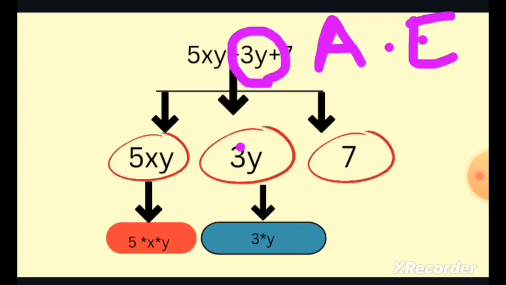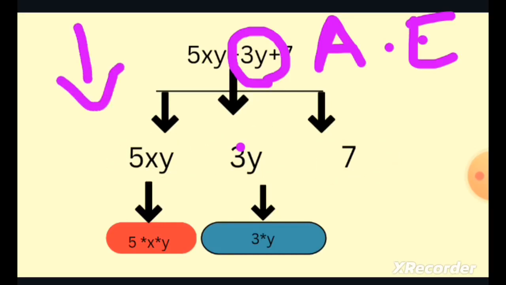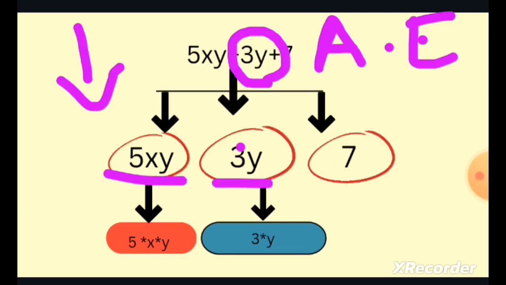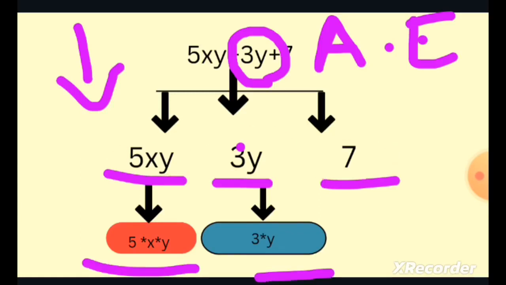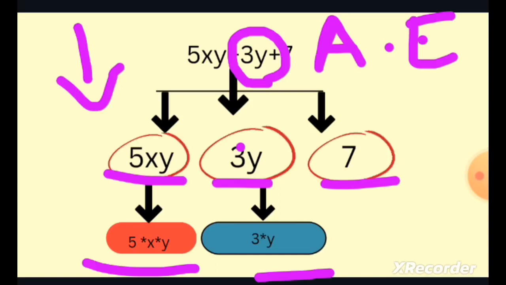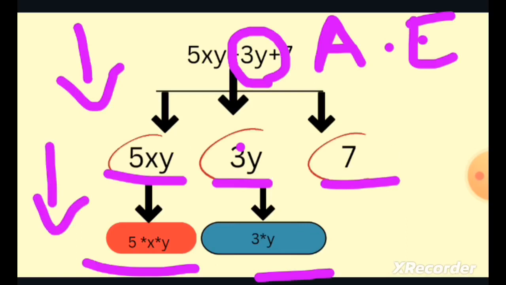After breaking this algebraic expression, we got 5xy, 3y and 7. After splitting it into more parts, making it simpler, we got 5xy, 3y. In order to make 5xy, we have to multiply 5 into x into y. In order to get 3y, we have to multiply 3 into y. This is how we can break down our algebraic expression into some terms and some factors.